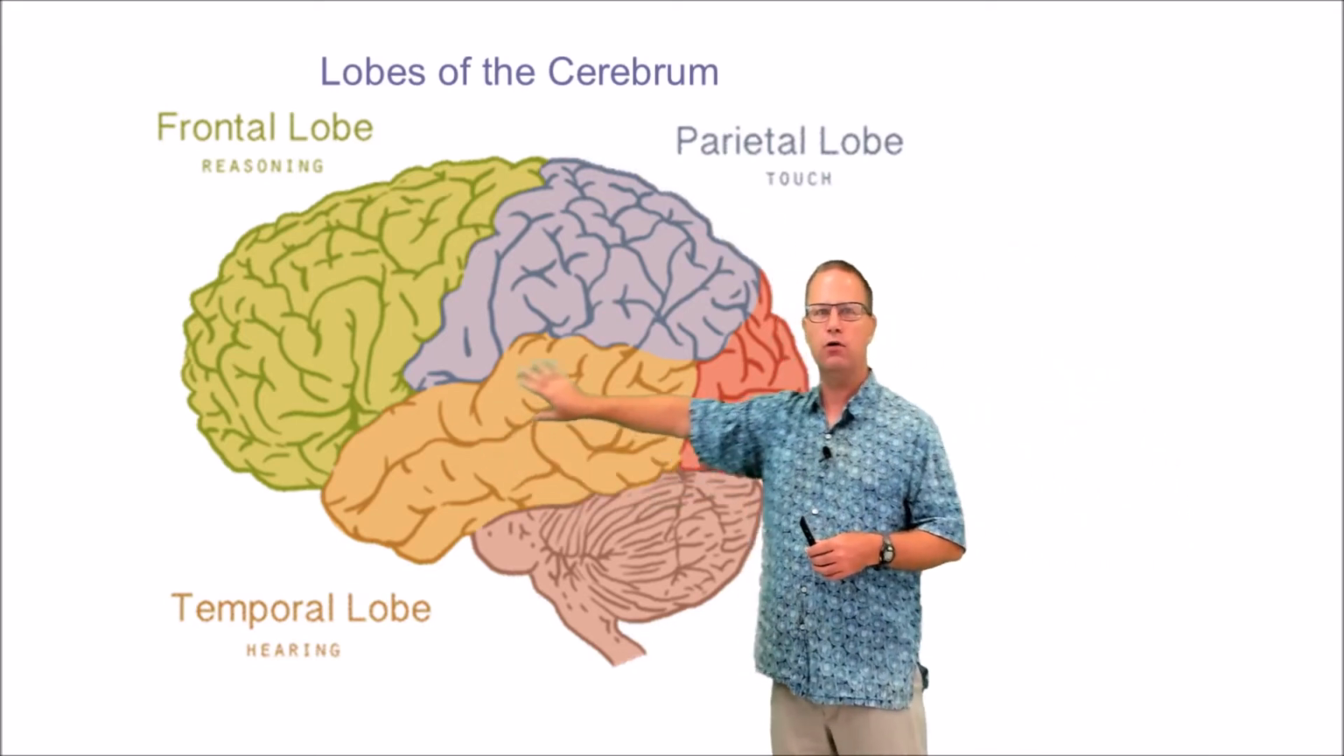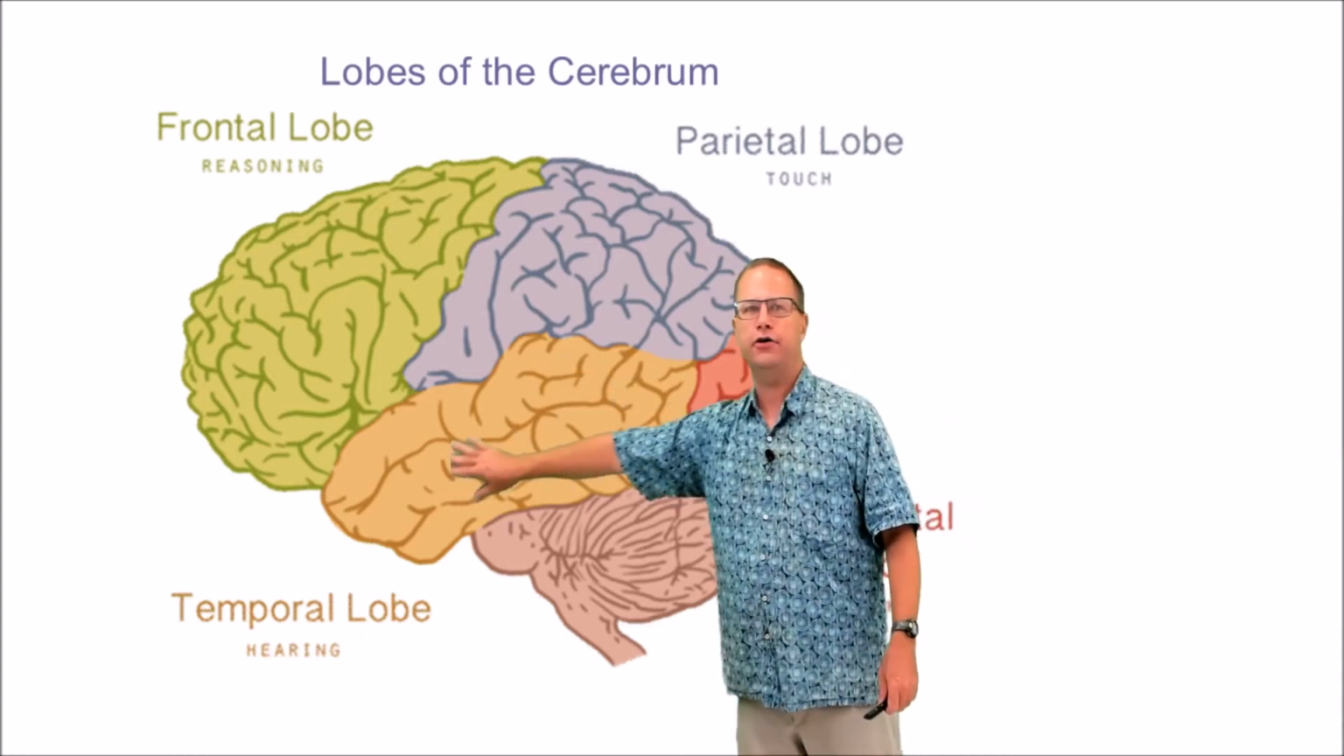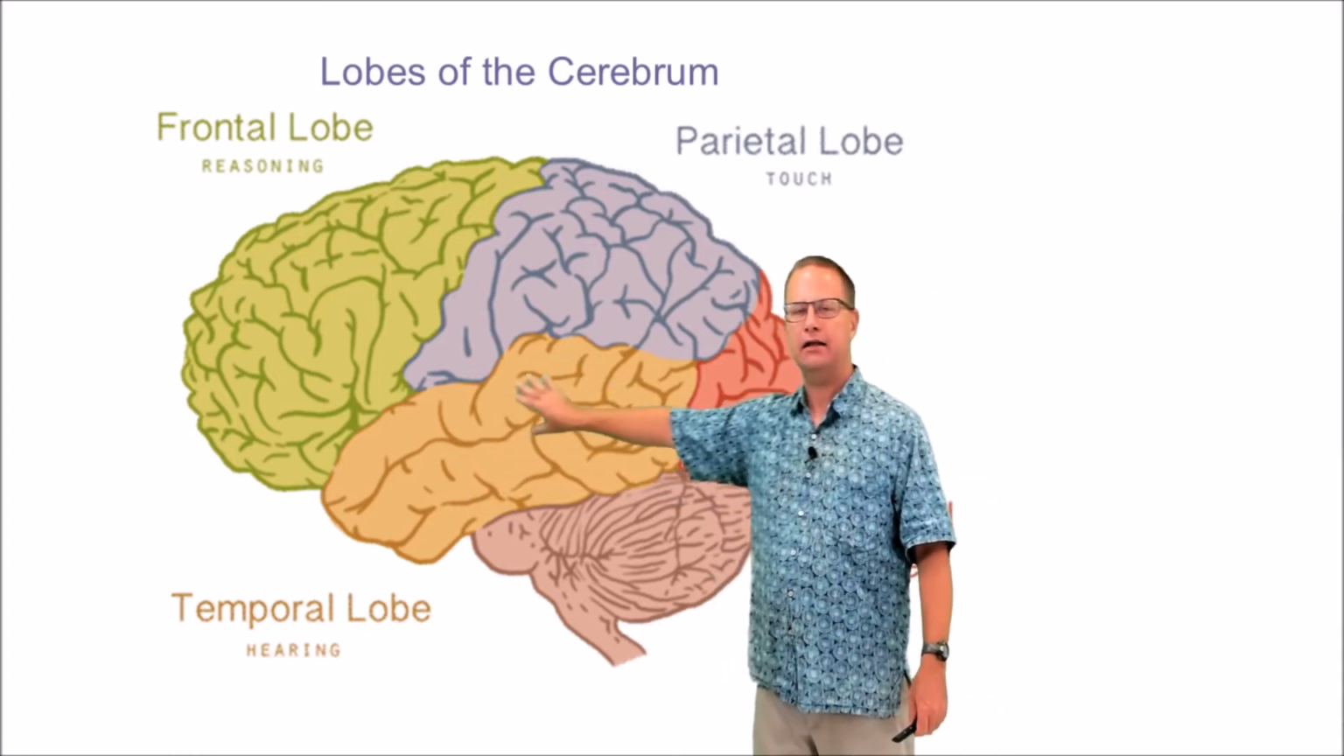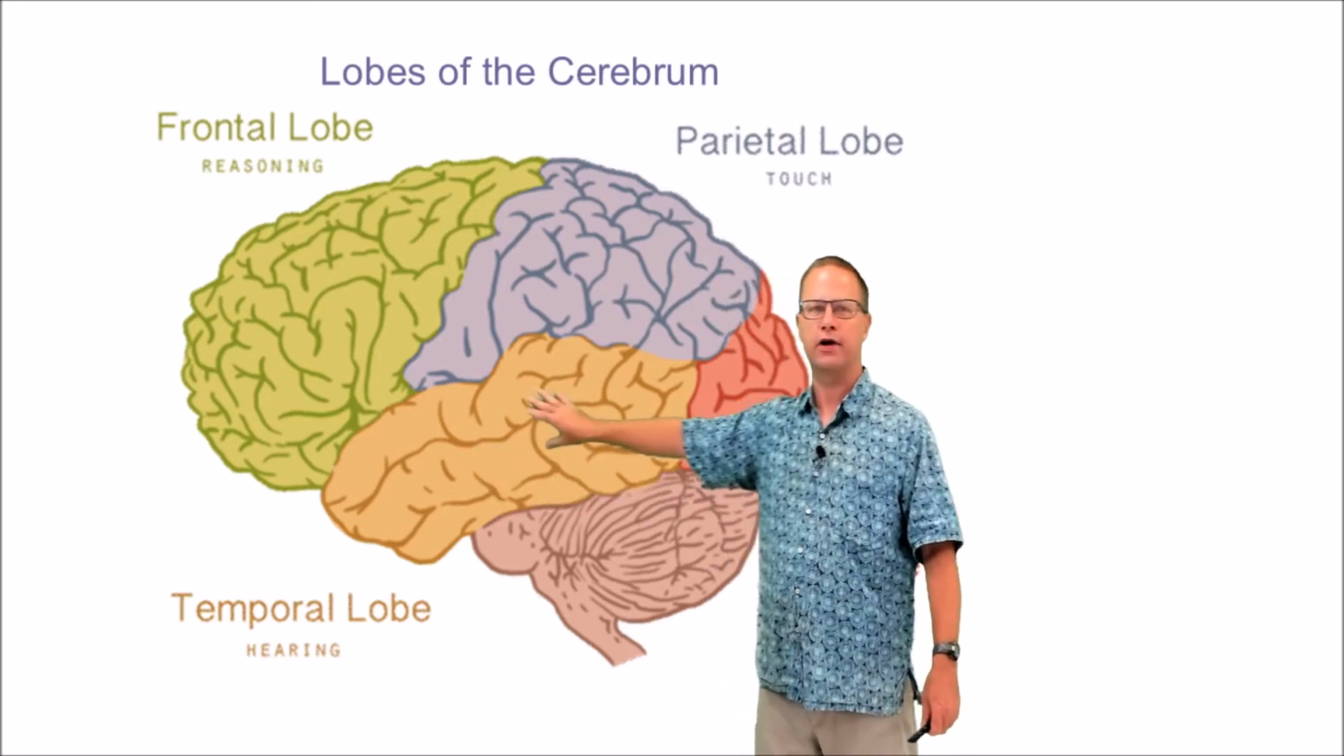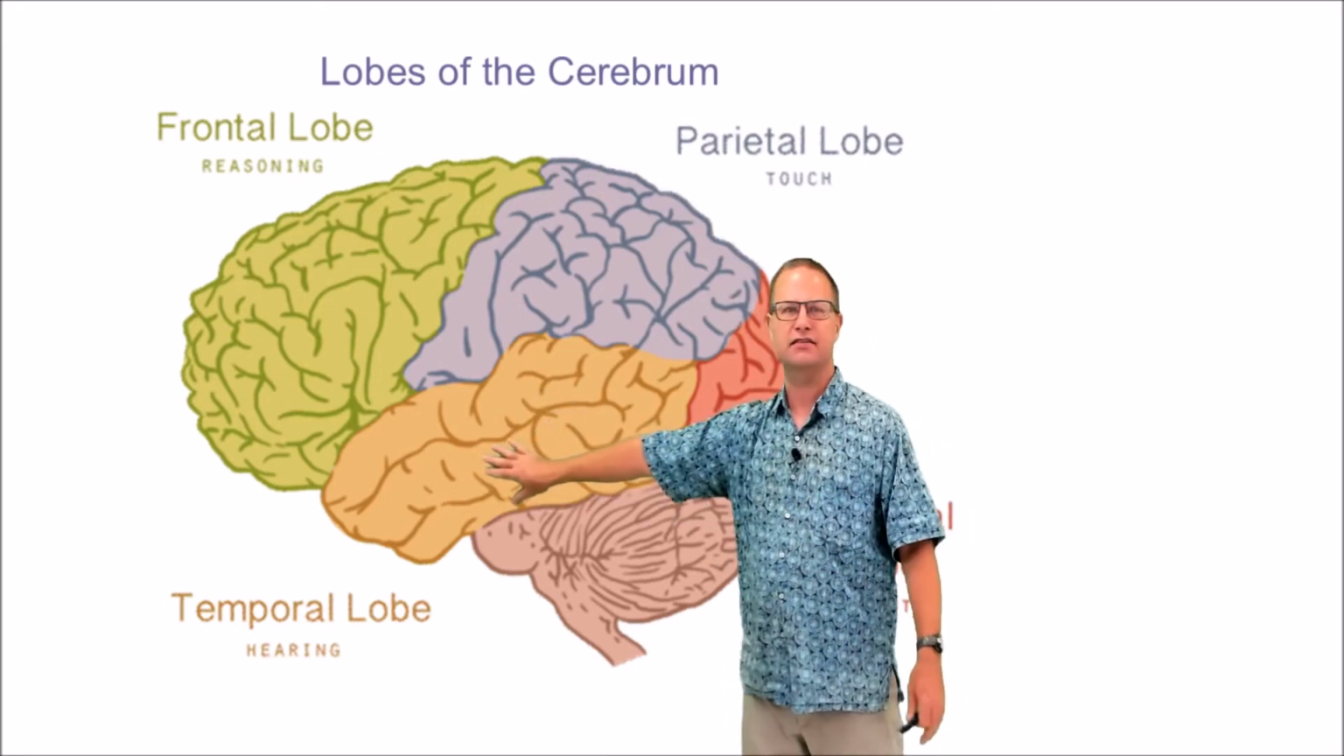Next, we have the temporal lobe. The temporal lobe is located underneath the temporal bone, and it helps to analyze and process auditory information, for example, speech and music and things like that.